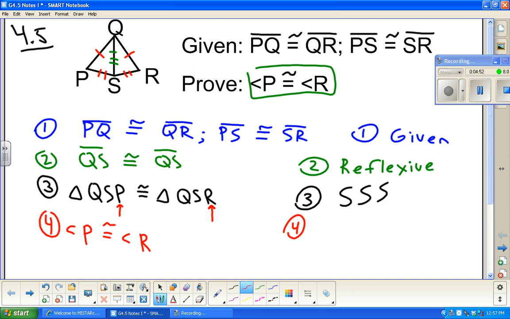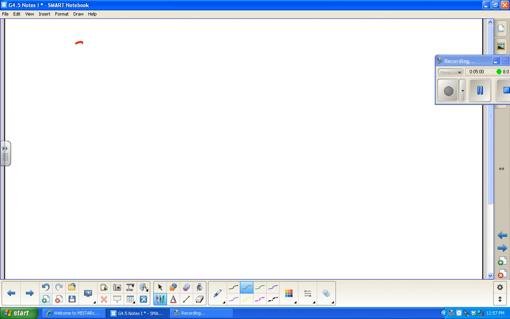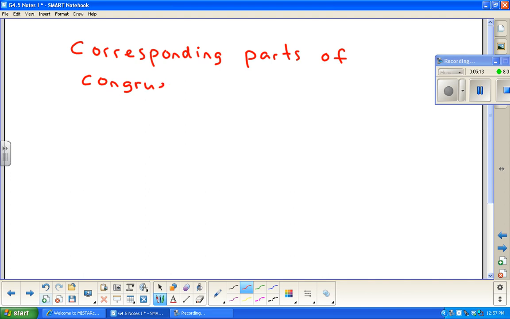Yeah, so there's a little abbreviation. Let's write out the long way, then we'll come right back to this. This is a little shortcut that's going to show up a lot. I'll come right back to the proof. The reason is this: corresponding parts of congruent triangles are congruent. It's kind of a long reason. That's what we use.